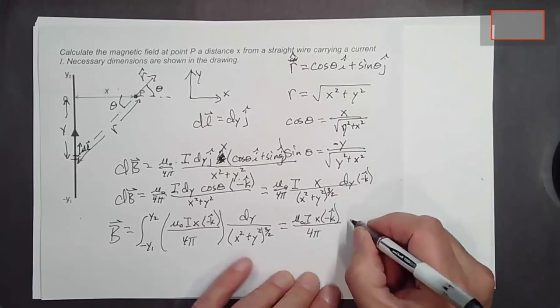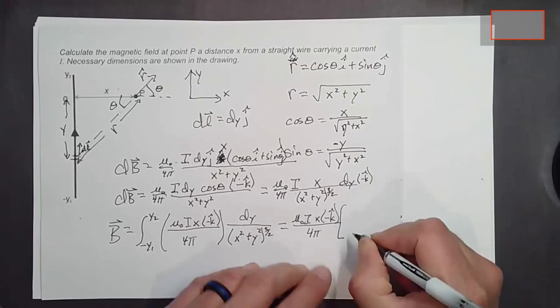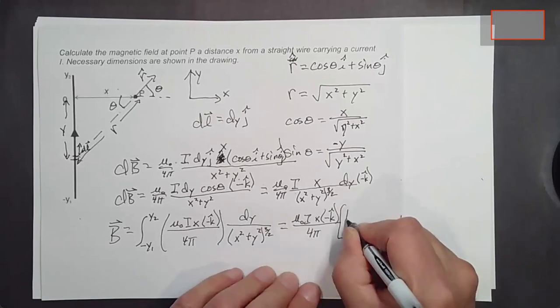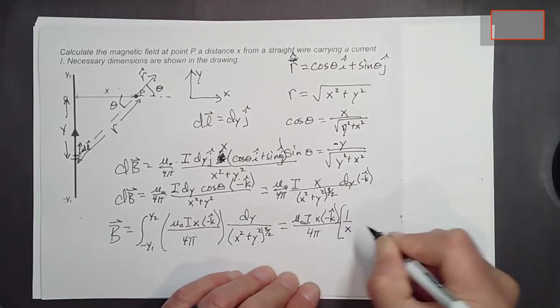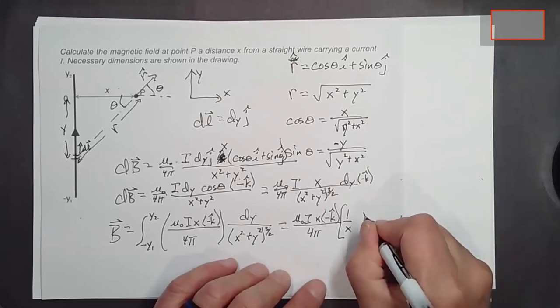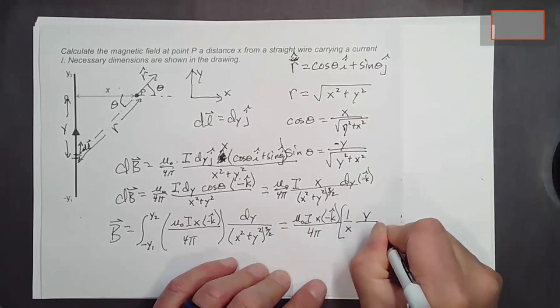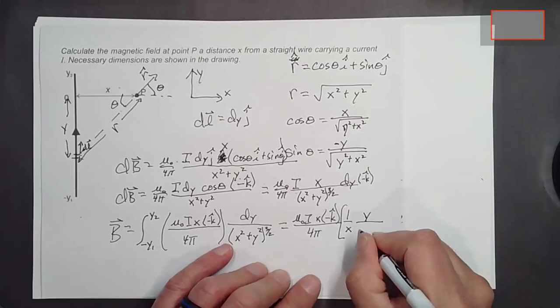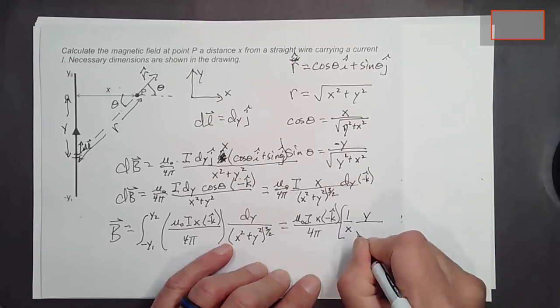But anyway, this integral ends up being 1 over x squared. I'm having to translate this from having x as the variable of integration to y. And we would have y over the square root of x squared plus y squared.